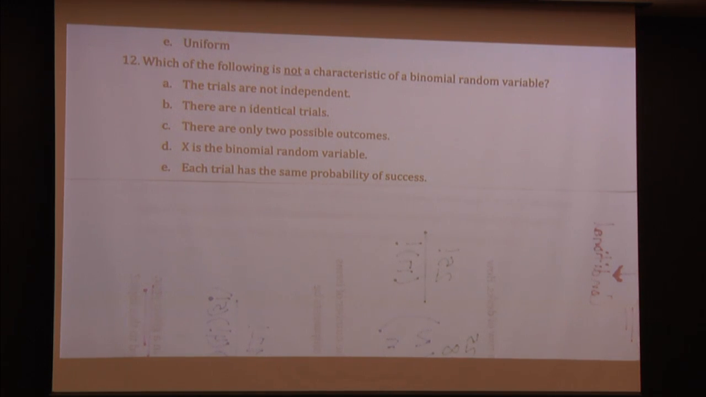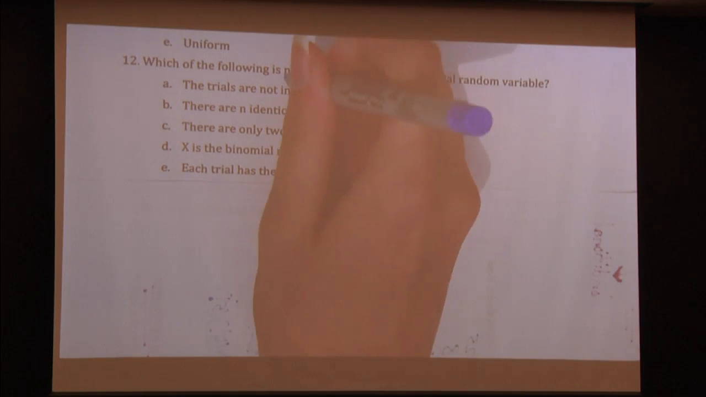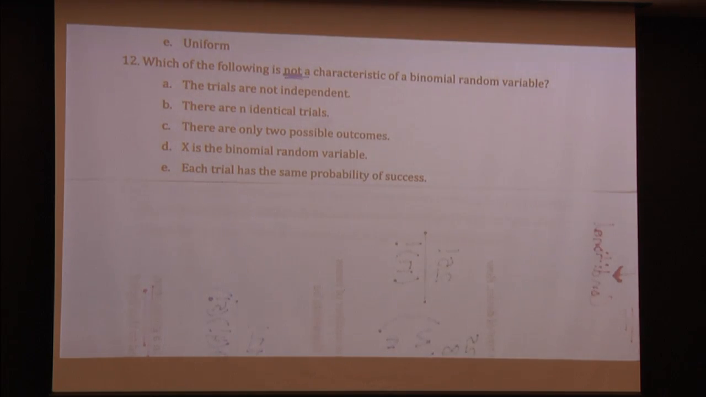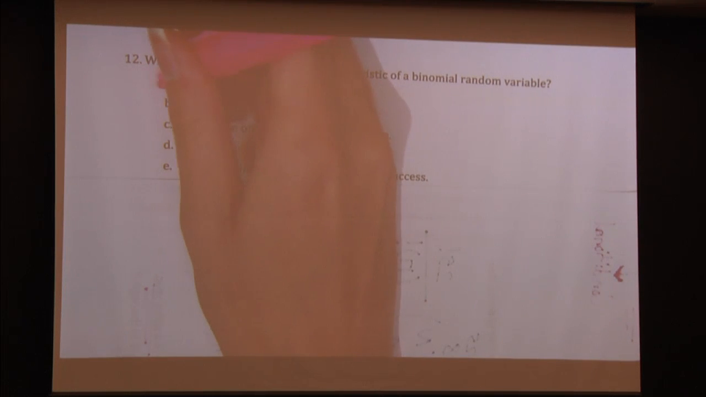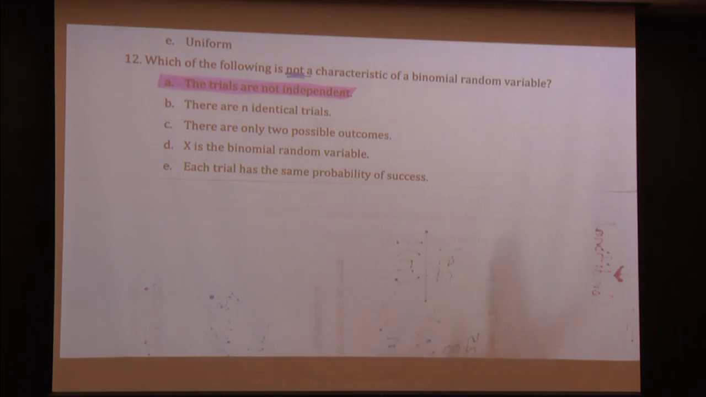So here this is asking about characteristics of a binomial random variable. And notice in the problem it said what's not a characteristic. So which one did you guys come up with? So A, why is A wrong? How could we change A to make it right? So the trials are independent.